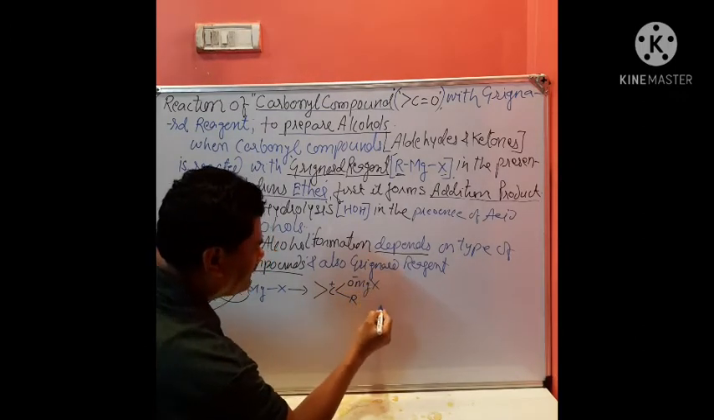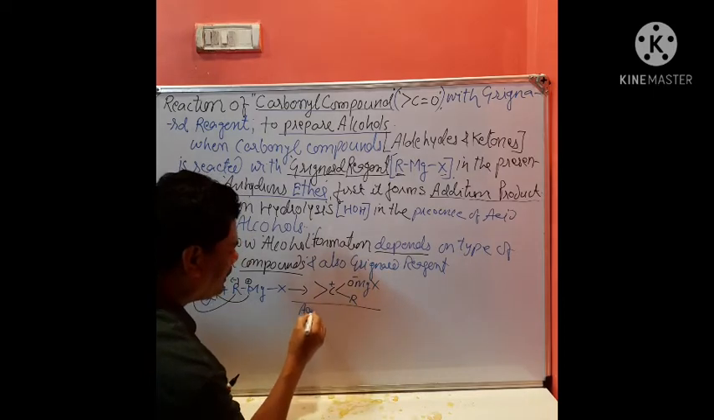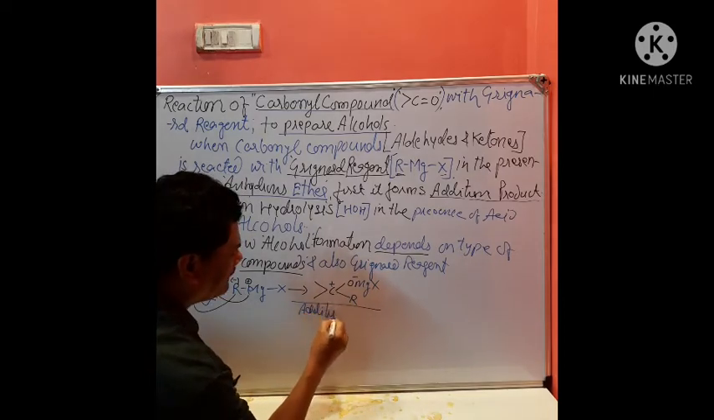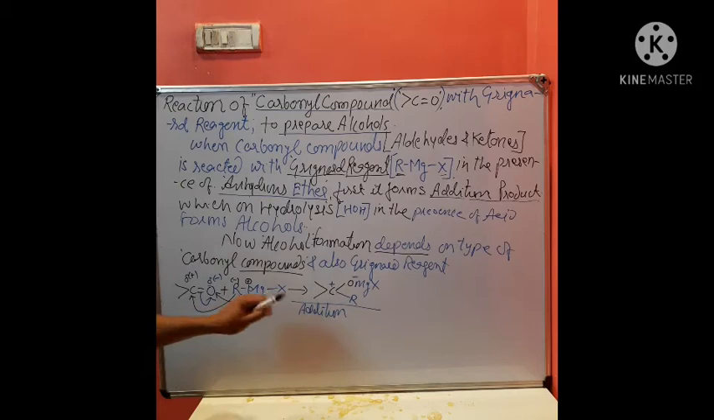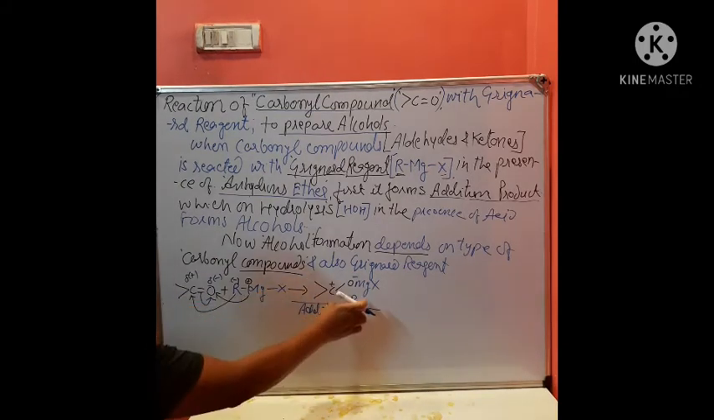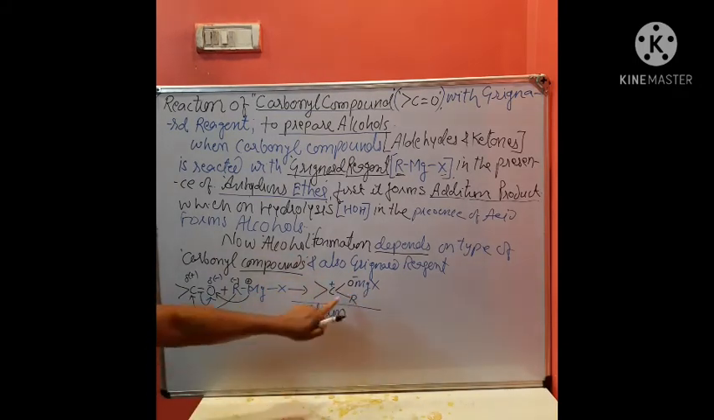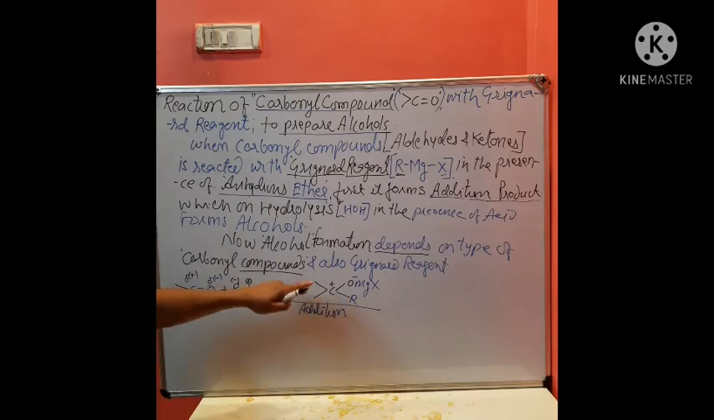Mg and X. This is known as the addition product. Nothing is mentioned here; the valencies are free. Here also nothing is mentioned. We can change the alkyl radical. It may be CH3, C2H5, etc.